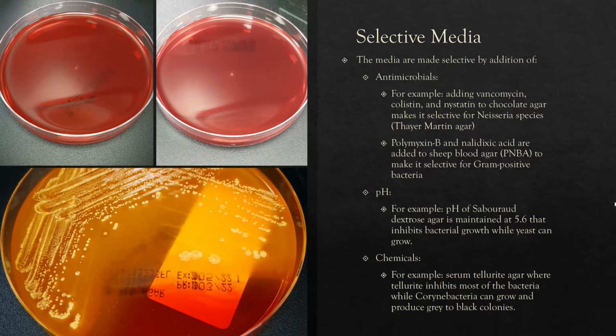Let's consider examples of antimicrobials. In chocolate agar, if we add vancomycin, colistin, and nystatin, then it becomes selective for Neisseria species. Similarly, another example is that if we add polymyxin B and nalidixic acid to sheep blood agar, it becomes selective for gram-positive microorganisms. And the pH of Sabouraud dextrose agar is maintained at 5.6 to yield the growth of yeast while it inhibits the growth of bacteria.